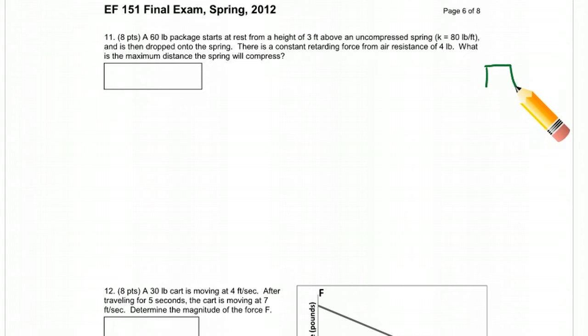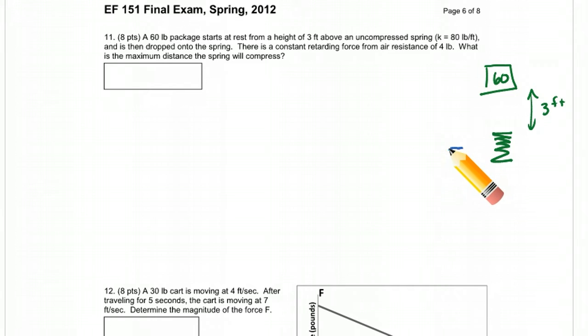Let's sketch out a little picture here. Here's our 60-pound package, and somewhere 3 feet below is a spring. When that's dropped, the spring is going to be compressed some distance x, and the package will be sitting on top of it here. And so we want to determine that distance x, the maximum distance it will be compressed.